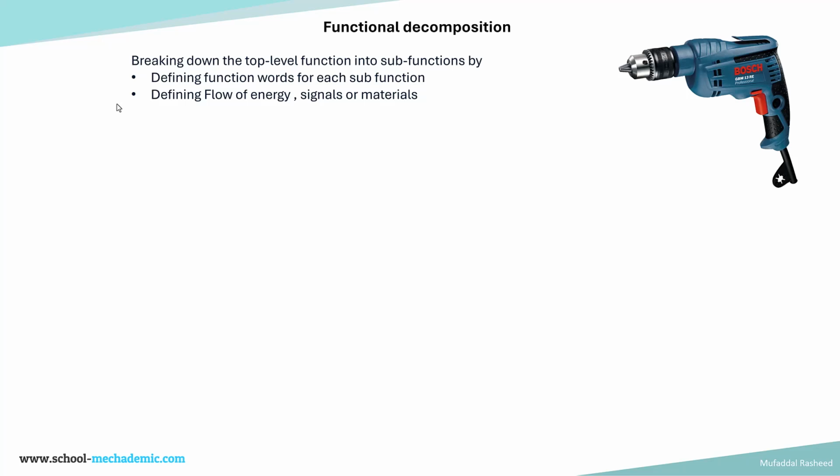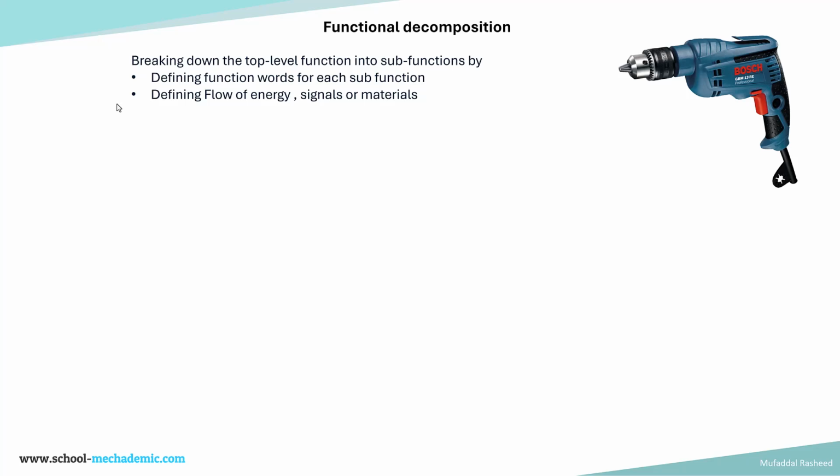Apart from that, if you take a machine tool, a lathe, the primary function word is to cut the material, basically do the turning or facing. That is the function word for a machine tool. If you take another example, a wiper blade system in a car, the primary function word is to wipe the windshield. That's the primary function word. So when we are defining the function words for each of the sub functions, which together form the product or system which performs the top level function, then it is called functional decomposition.